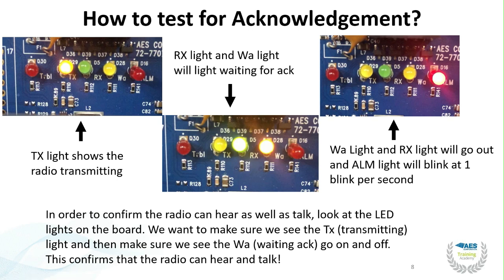And how long it takes for the WA light to go on and off is how long it takes for the radio signal to get to your nearest peer and get the acknowledgement back. This way we can confirm we have good two-way communication with our nearest peer.